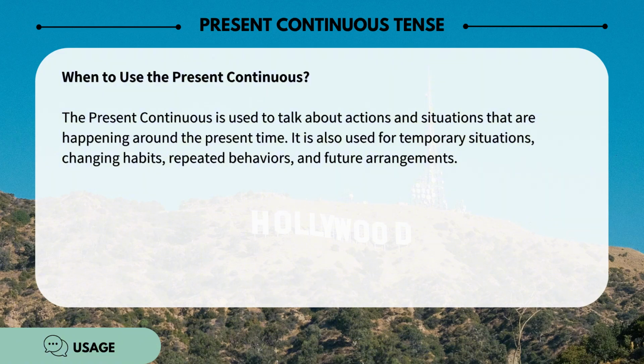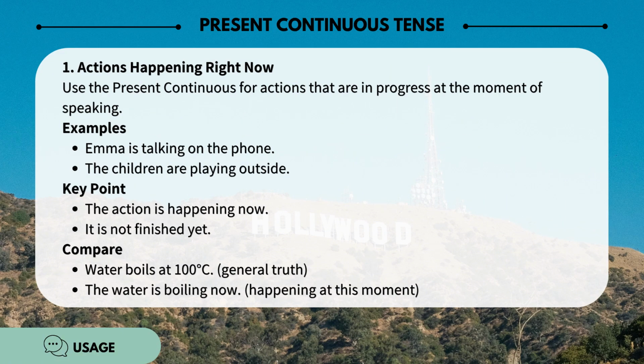So, instead of memorizing rules, let's focus on the ideas behind this tense. Once you understand why we use it, choosing the correct tense becomes much easier. Let's get started. 1. Actions happening right now. We'll begin with the most common use. We use the present continuous when an action is happening at the exact moment we're speaking. The action has started, but it hasn't finished yet.